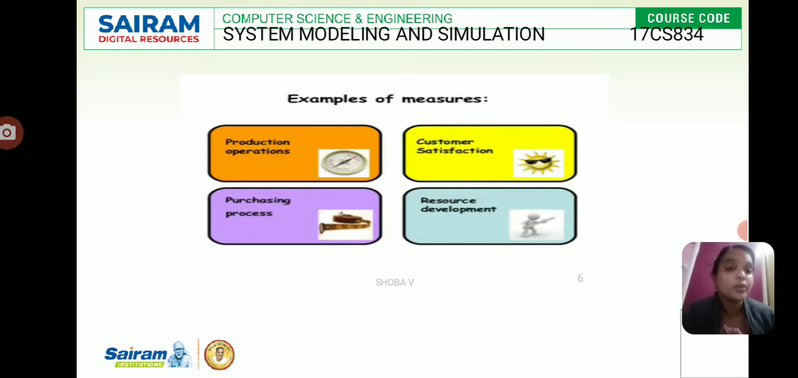Next is the purchasing process. How can we purchase based on the quality and cost of the product, and the process right from the starting to the ending? The final thing is resource development. From these examples, how can we develop the resource?